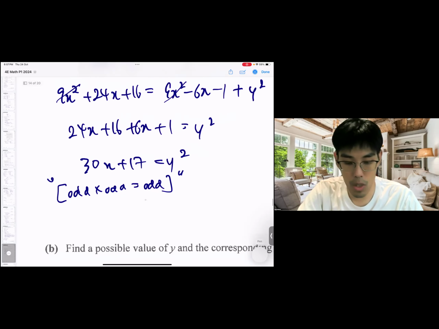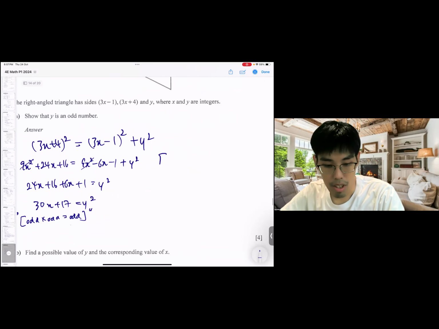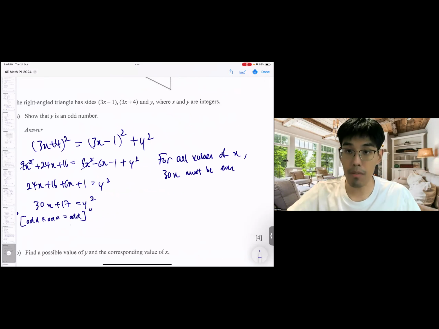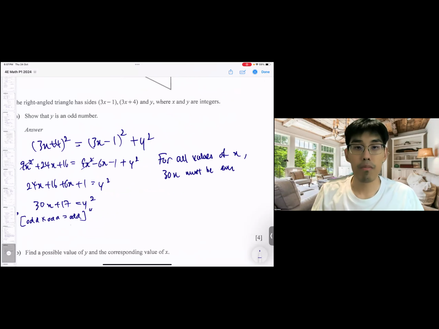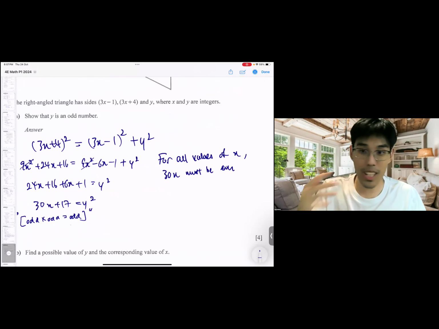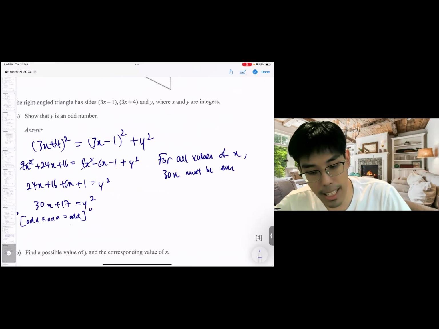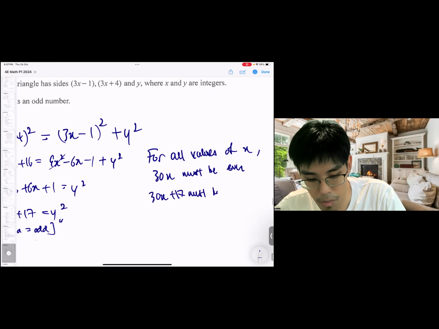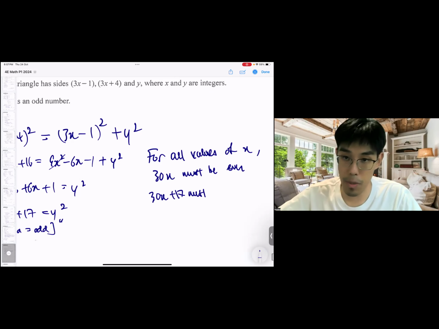So how would the reasoning look like? If I write here, for all values of x, 30x must be even. Because even times even is even, even times odd is still even. Because 2 times 2 is 4, 2 times 3 is 6. So no matter what, it's always even. That's the idea. So 30x must be even. So therefore, 30x plus 17 must be odd, because an even plus an odd number must always be odd.